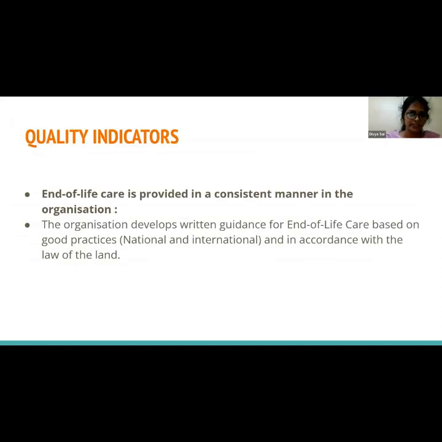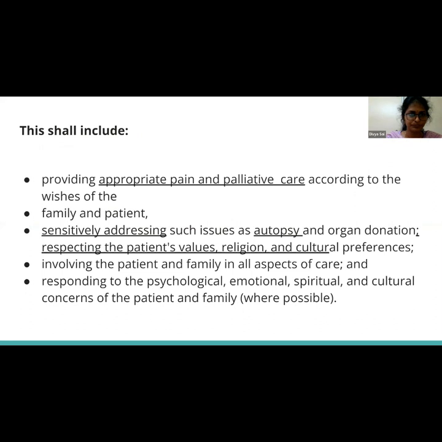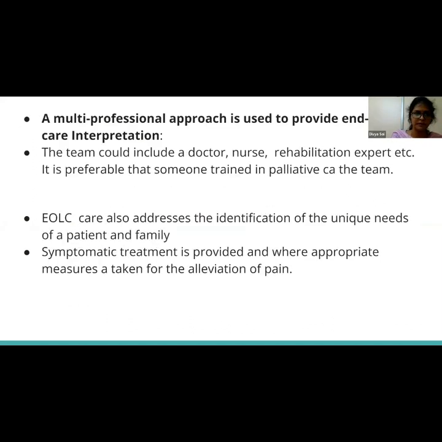So what are the quality indicators? End-of-life care is provided in a consistent manner in the organization, and the organization develops written guidance for end-of-life care based on good practices in accordance with the law. This includes appropriate pain and palliative care according to the wishes of the patient and family, sensitively addressing issues such as autopsy and organ donation, respecting patients' values, religion, and cultural preferences, involving the patient and family in all aspects of care, and responding to the psychosocial, emotional, spiritual and cultural concerns wherever possible.